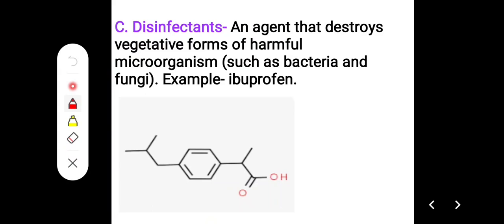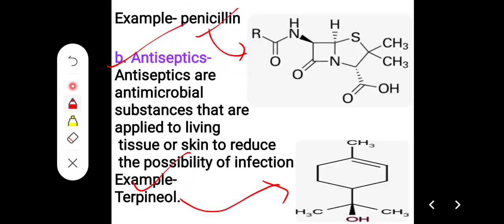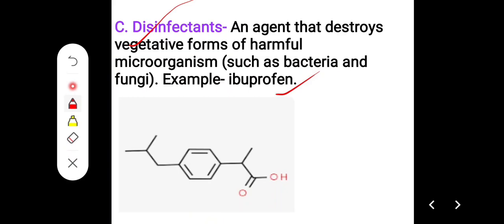Now we have to consider disinfectant, an agent that destroys the vegetative forms of harmful microorganisms. Any vegetative forms of harmful microorganisms such as bacteria, fungi should be destroyed by a disinfectant. There should be some difference between antiseptics and disinfectants. Antiseptics are used for living cells, living body, skin, but disinfectants are always used on non-living materials because the destructive nature of disinfectants is more than antiseptics, okay.